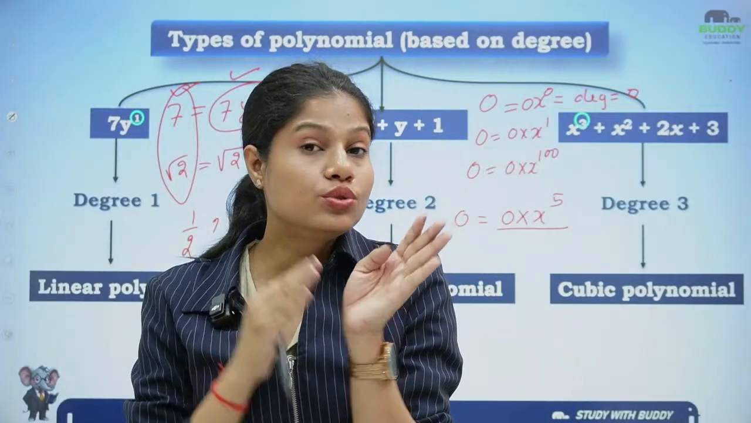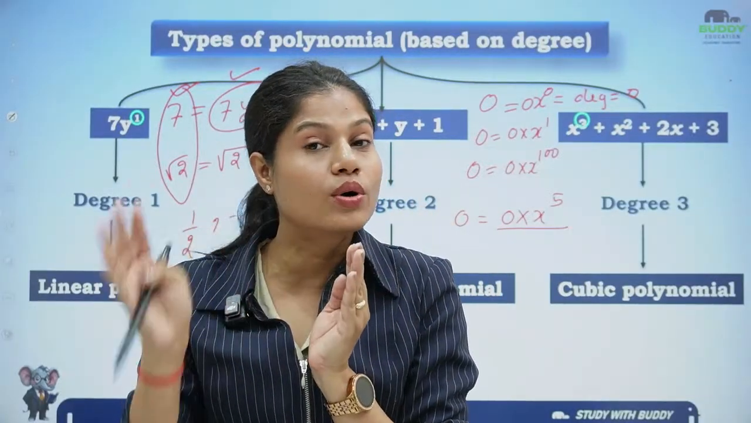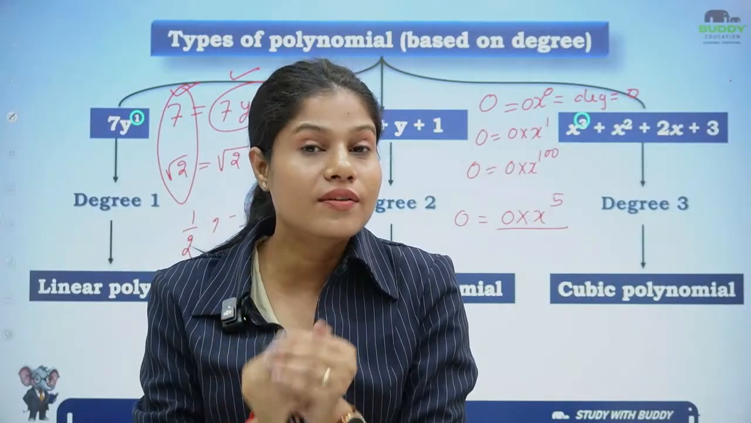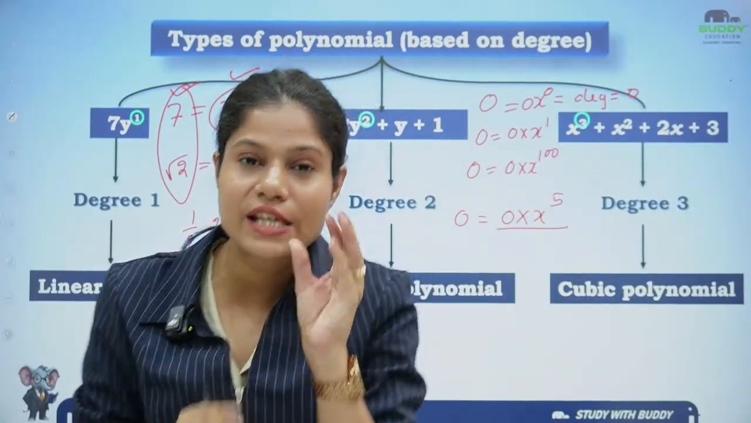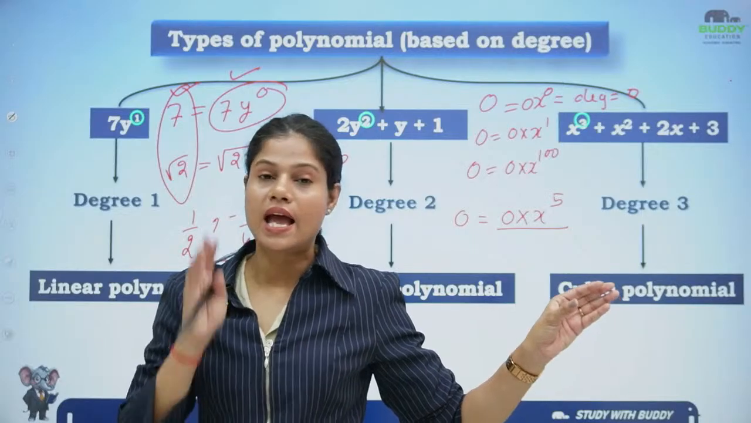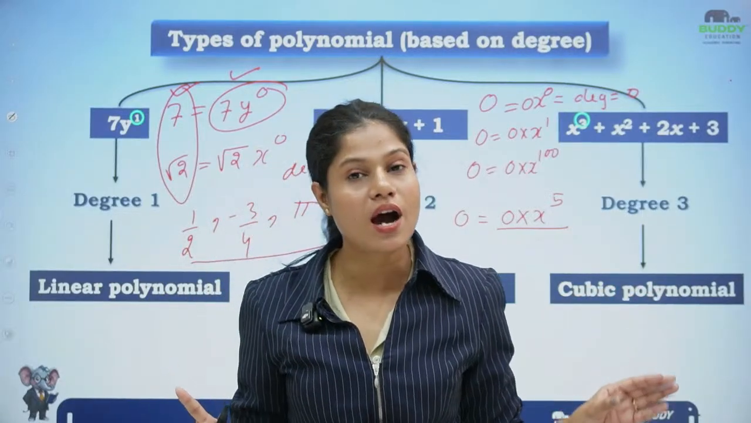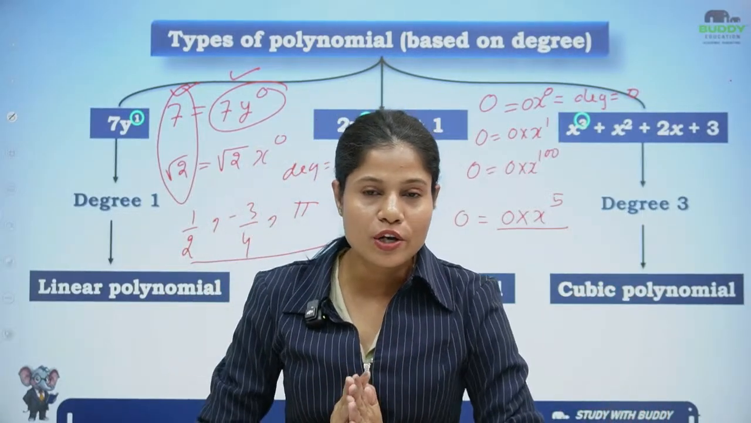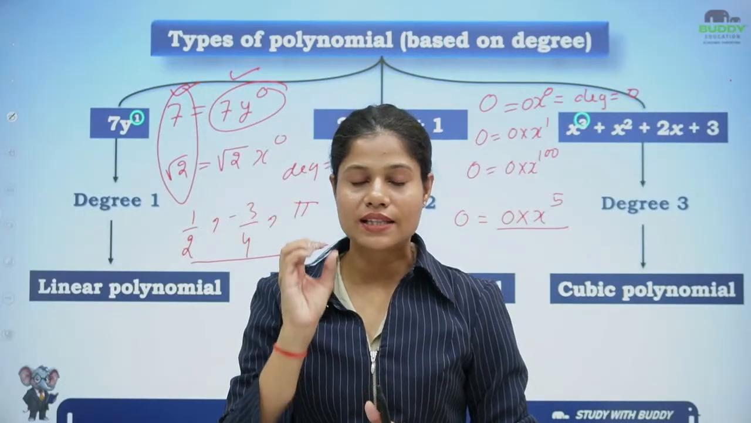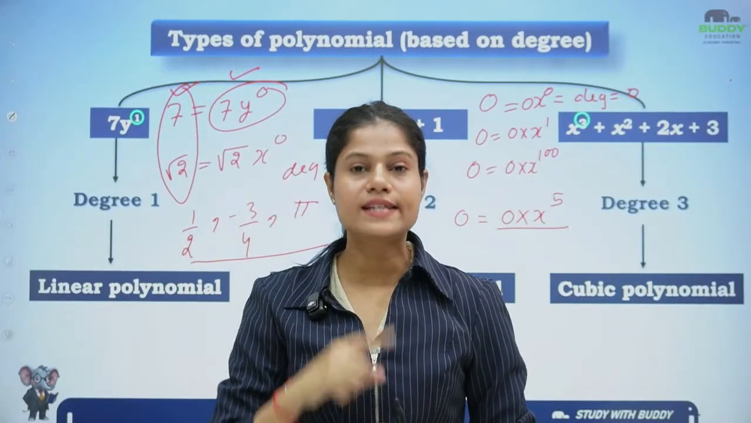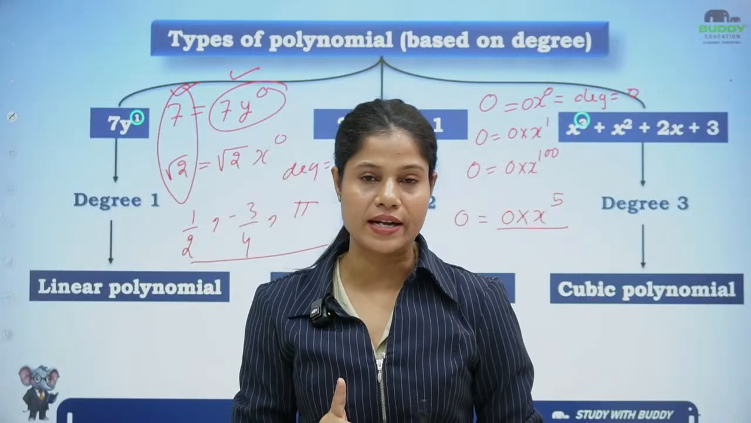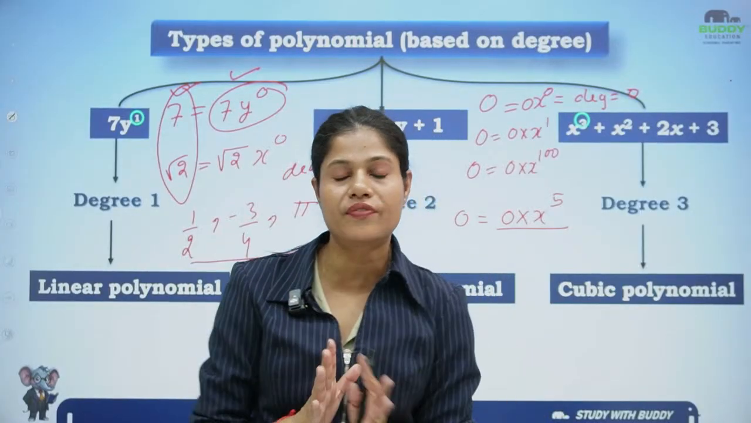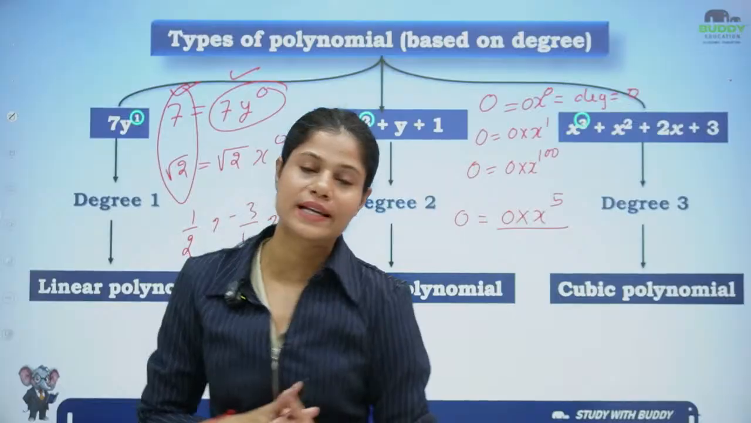Now do not get confused by one more term that we are going to learn in some time, because zeros of a polynomial and the zero polynomial are two different things. The zero polynomial is nothing but the number 0, and its degree is undefined. Its degree is not defined. So I hope till this point everything is clear.